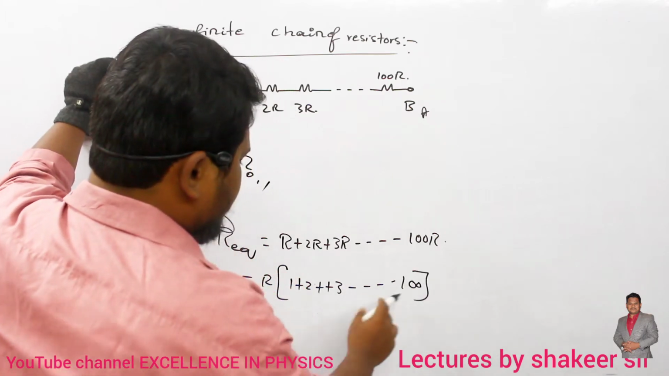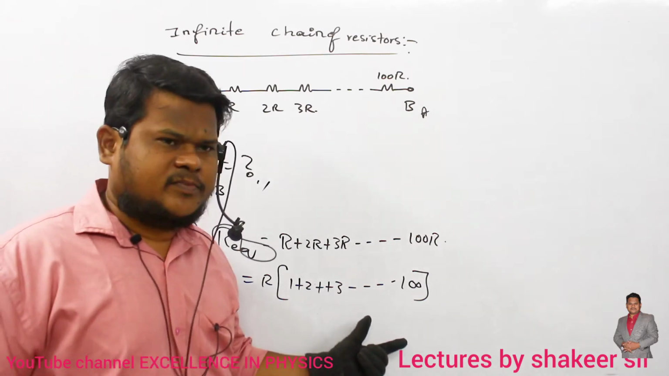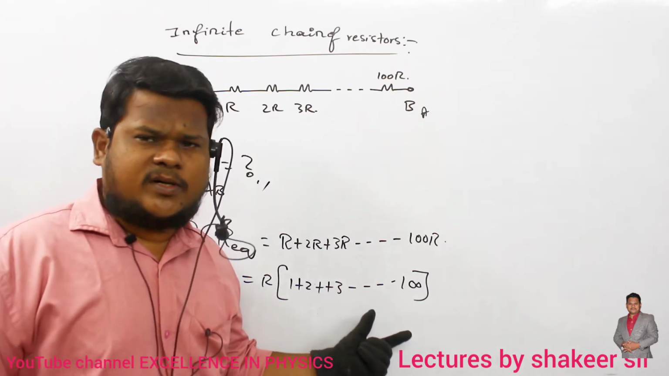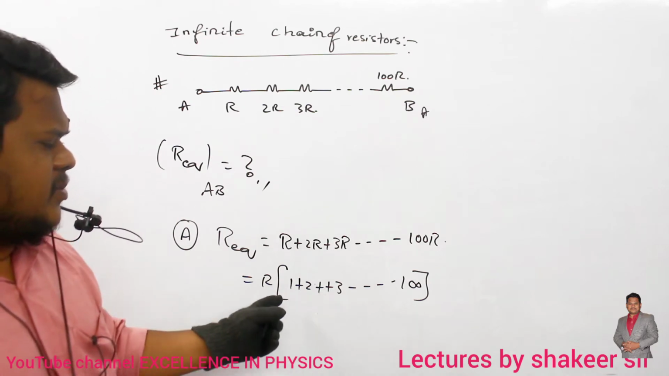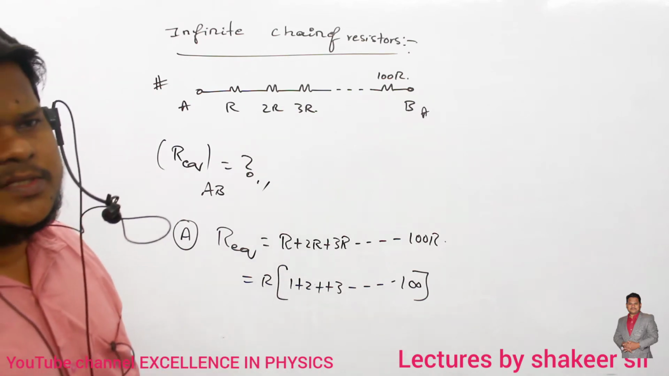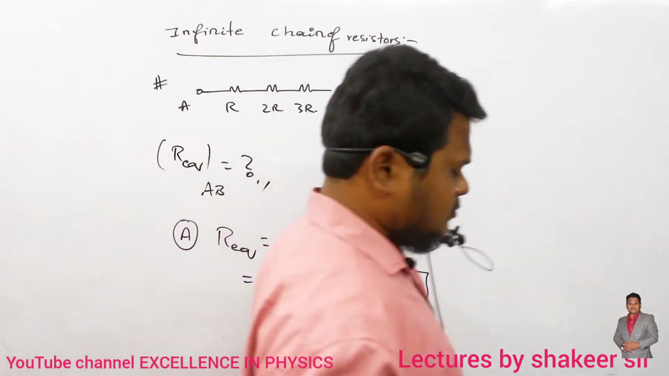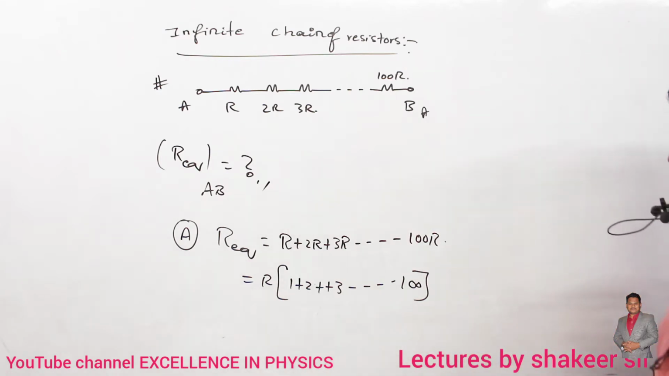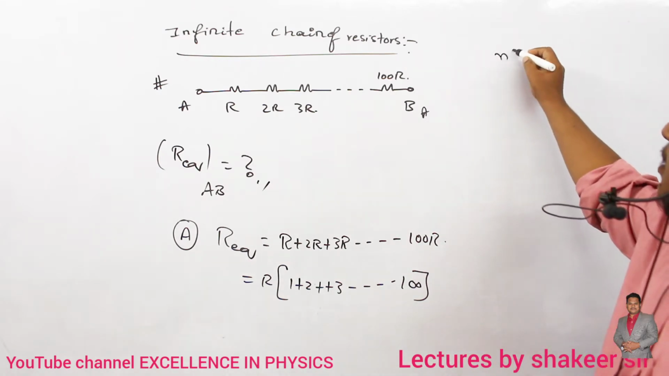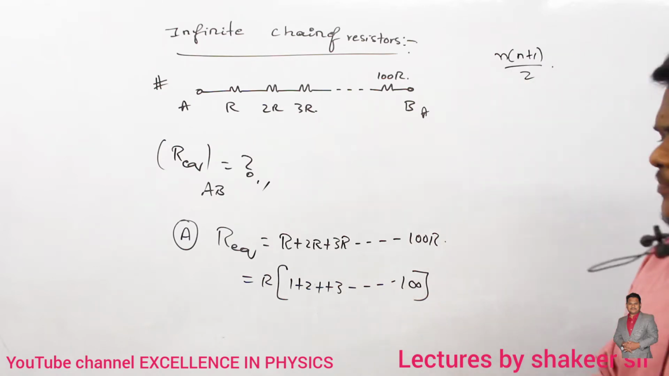So what is this one? This is the sum of first n natural numbers. Do you remember what is the equation to calculate the sum of first n natural numbers? We have an equation to calculate the sum of n natural numbers. Now what is that one? n into n plus 1 divided by 2. That is the relation.